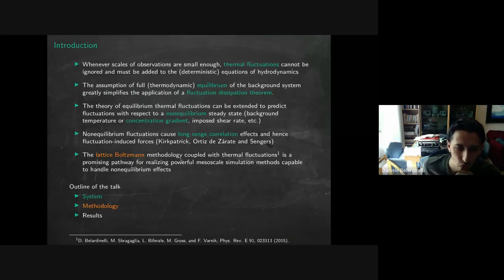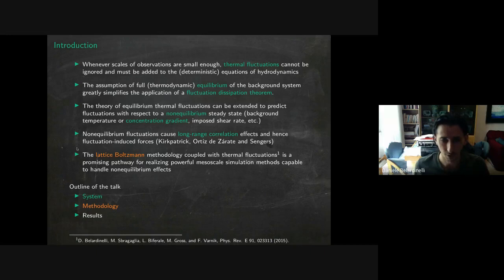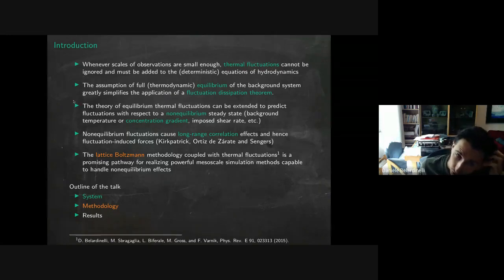Let me briefly introduce the underlying framework. Thermal fluctuations are essential ingredients for a proper description of hydrodynamical systems at small scale of observation. A background thermodynamic equilibrium state is usually assumed, which allows the application of the fluctuation dissipation theorem. However, this approach is inappropriate in presence of background temperature or concentration gradients, even with mechanical equilibrium. Fortunately, the theory can be extended to those cases.